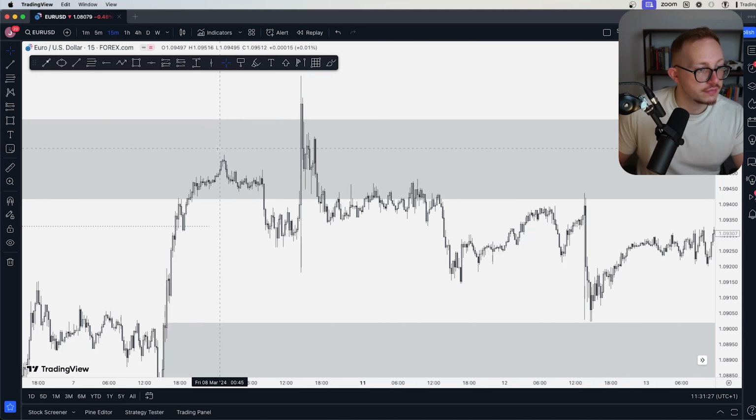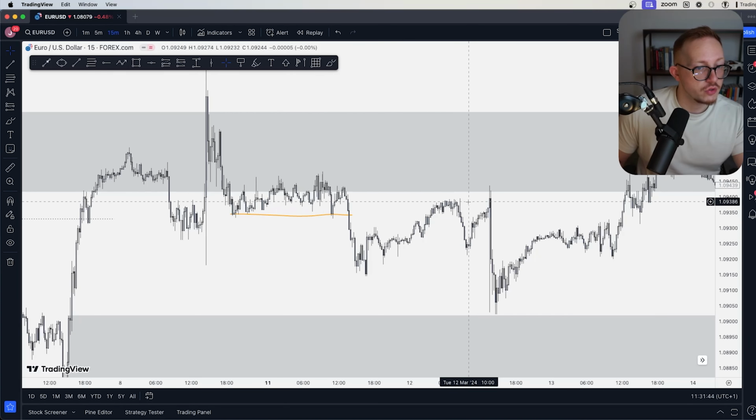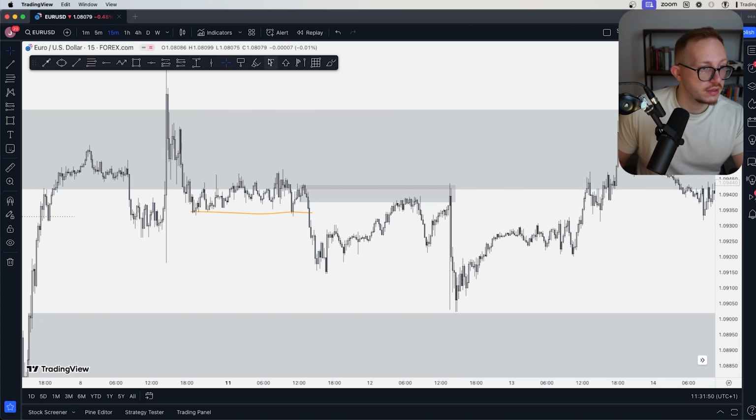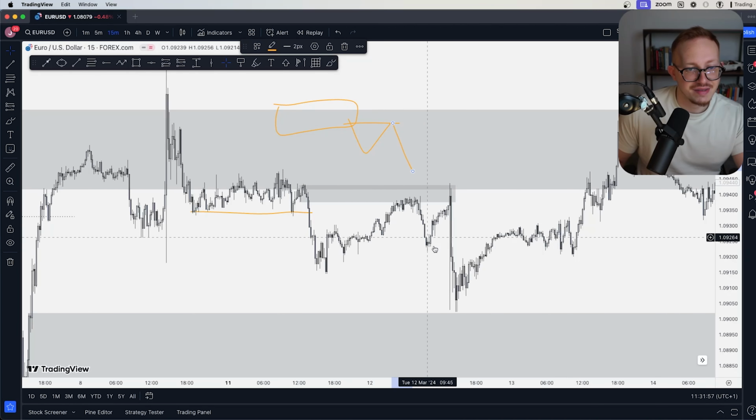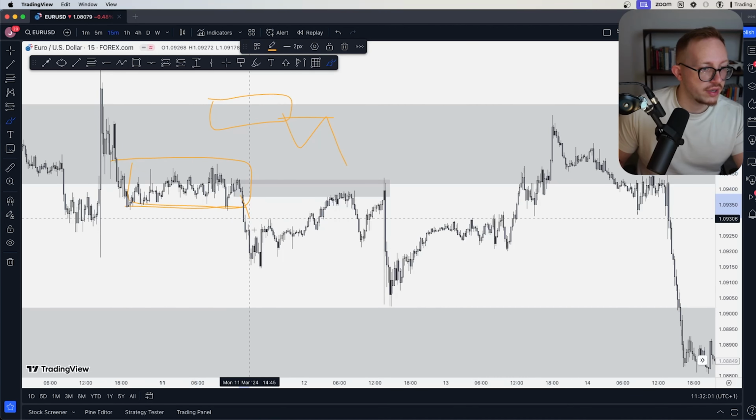Then news kicks in, takes out liquidity right here, comes down again, and then it starts consolidating. It breaks out of this consolidation zone. It's always a good and valid confluence. Breaks out of it. Where does it most probably retrace to? In this move right now, how I would trade it on a lower time frame, most probably right here. Because you have your consolidation zone, you have your break and your retest, and then your continuation. And that's exactly what happened here. You have your consolidation zone, your break, your retest, and your continuation.